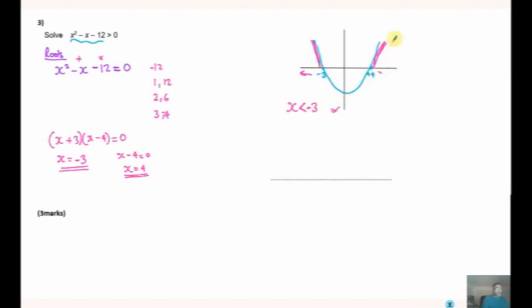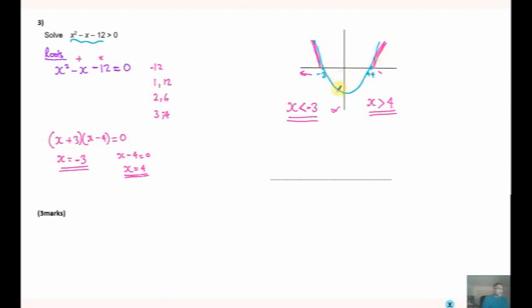So if x was 5, it'd be above the line. If x was 6, it'd be above the line. So when x is bigger than 4. Those are my two solutions using quadratic inequalities. It's so important to use a sketch of the graph to help you work this out.